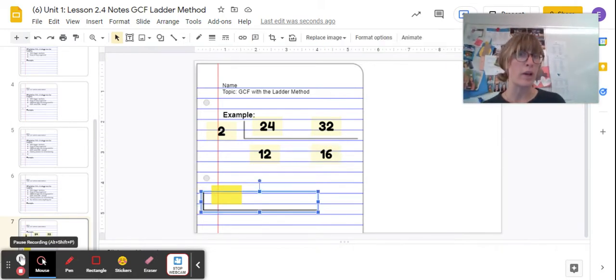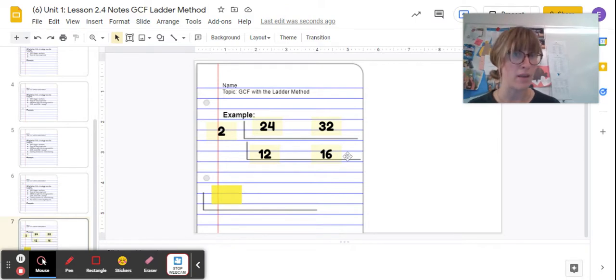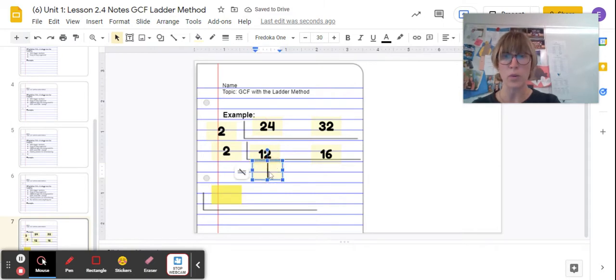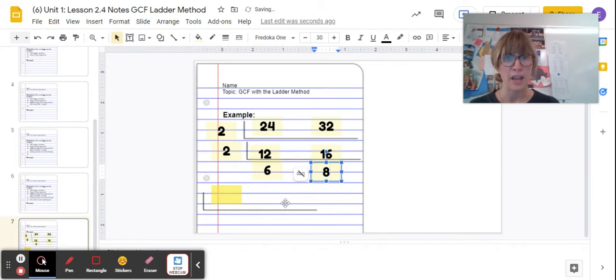So then I ask myself, well, 12 and 16, are there any other factors? Is there at least one other factor besides 1 that I can pull out of both? And I go, yeah. So I'm going to draw this ladder rung underneath both of them. And that tells me that I can keep going. I know that they're both even again, so I can pull another 2 out of both. When I do that, I can pull 6 2's out of 12, and I can pull 8 2's out of 16. And then I say, am I done?